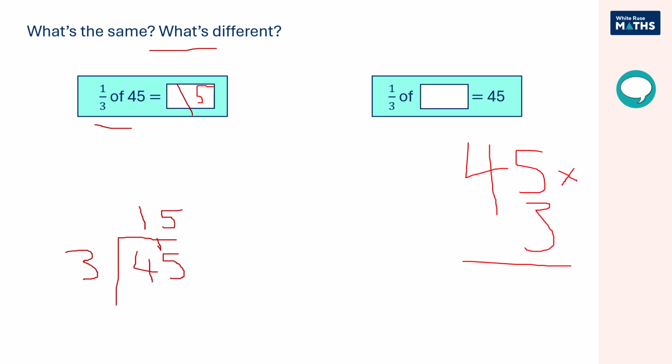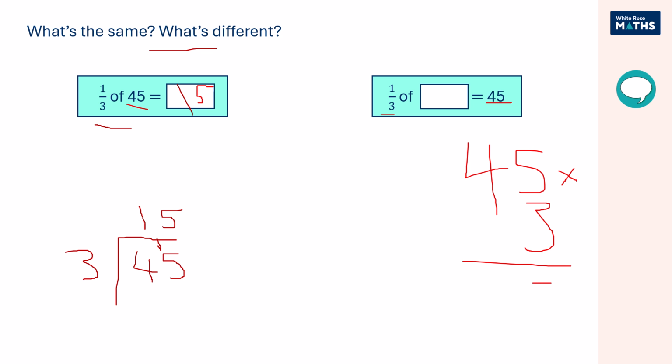So we're using some similar numbers. Okay, we got 1/3, we got 1/3, we got 45, we got 45. So that's what's the same. What's different is what the question is actually asking for. Okay, this is a fraction of an amount. This is a reverse fraction of an amount. Okay, so this is actually working backwards.